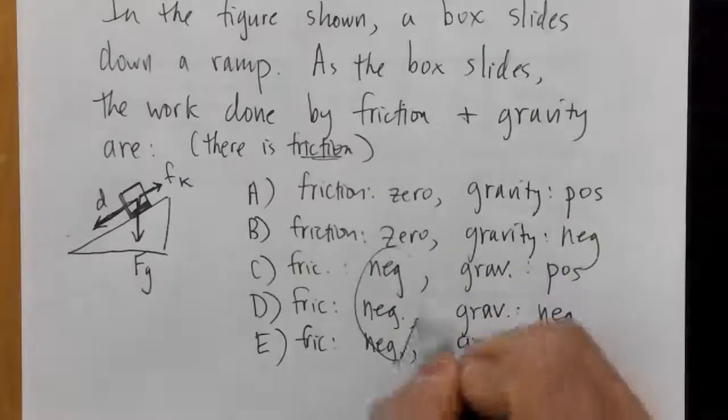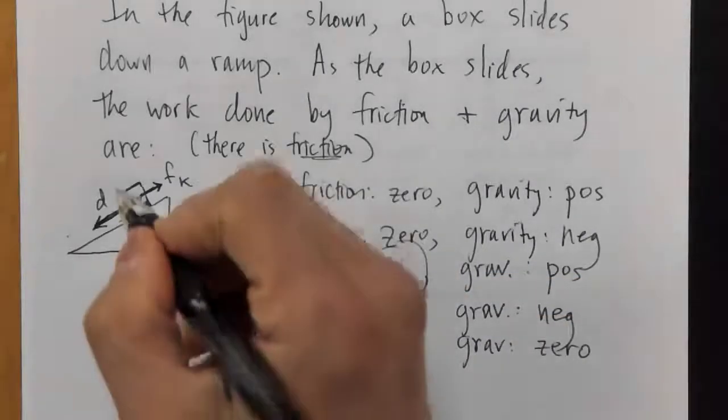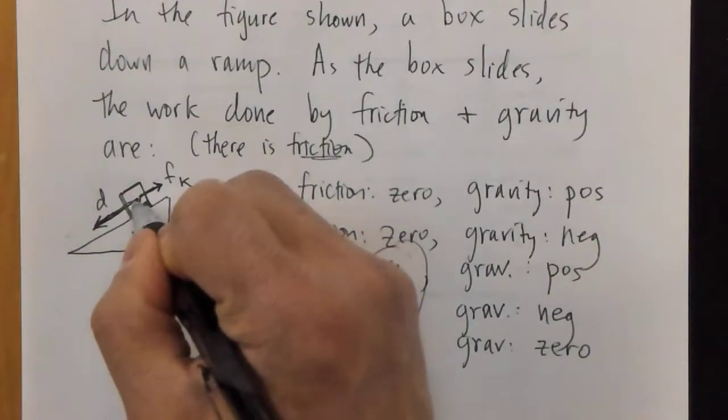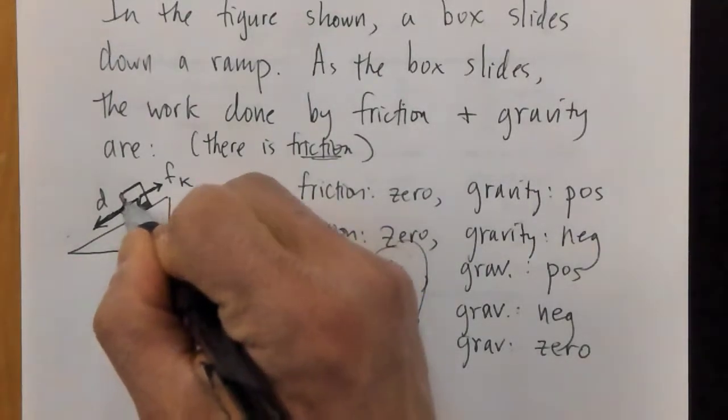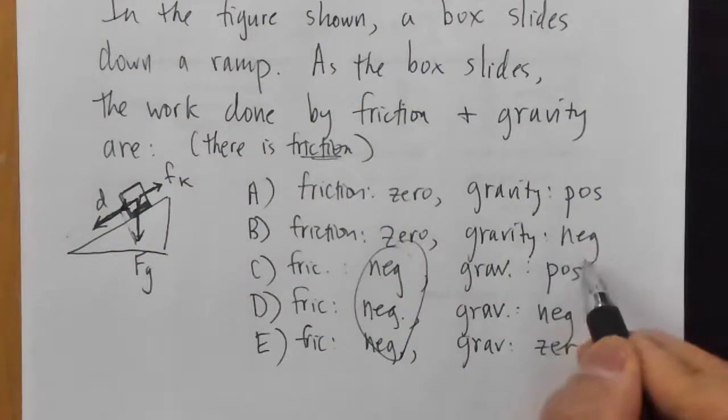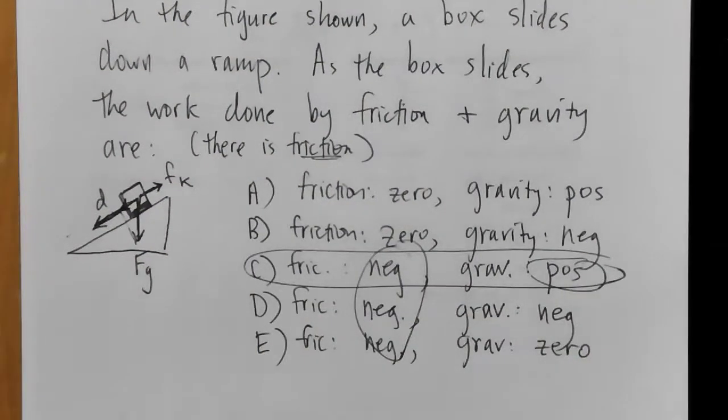Okay, so for gravity it needs to be positive because the component of gravity in the direction of motion is in the same direction as the displacement. It's in this direction, it's positive. Okay, so friction negative, gravity positive.